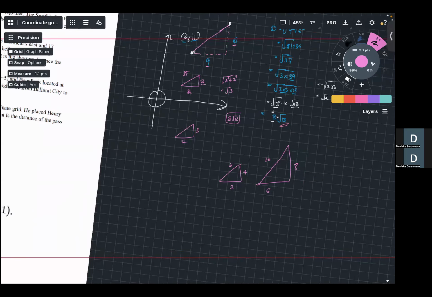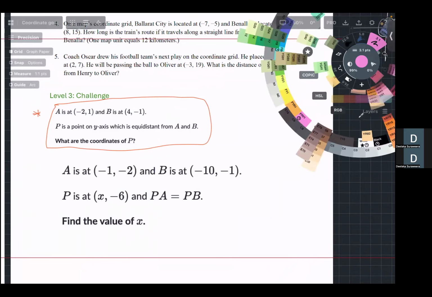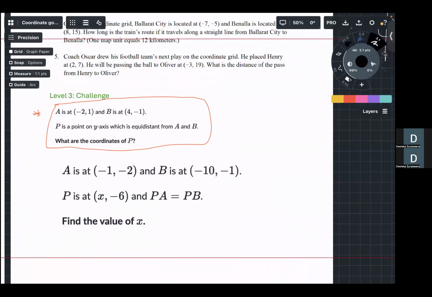Okay, who's done the challenge? Can you give us a bit more time? Yeah. Good. By the way, which way was the y-axis? The y-axis is the vertical. I recommend drawing a picture for this one. This is quite hard.